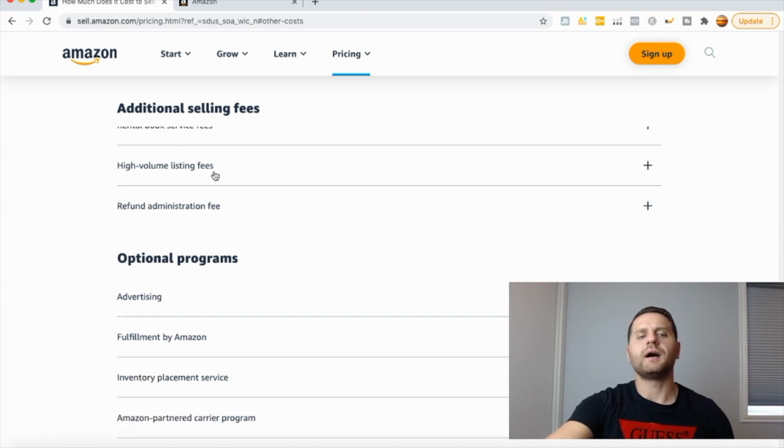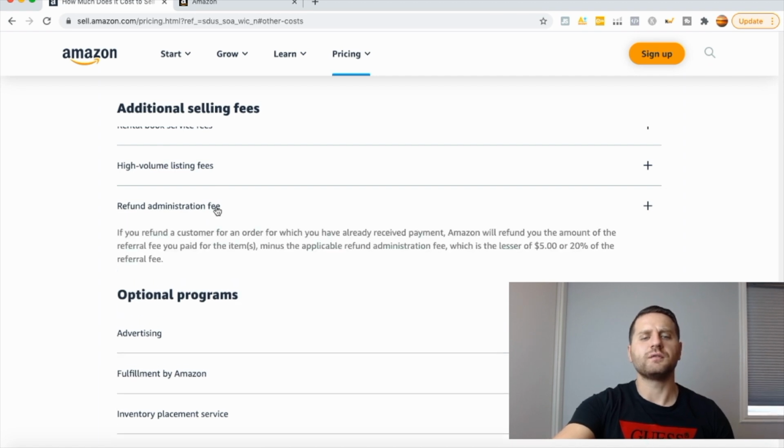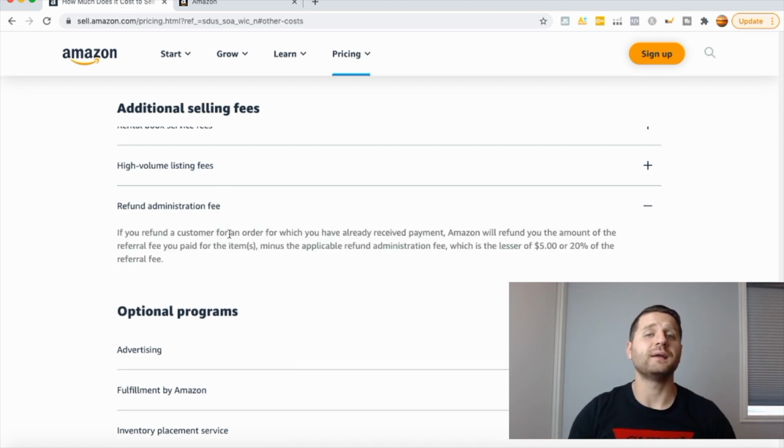The next one will be the high volume listing fees. If you're going to sell media products, then you want to go ahead and take a look at these fees over here. This one over here is the refund administration fee, which is also going to be another fee that you want to consider when it comes to selling on Amazon.